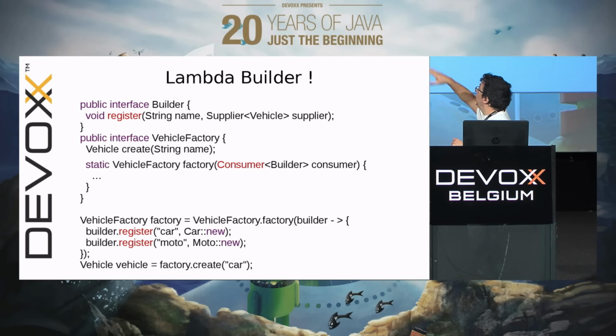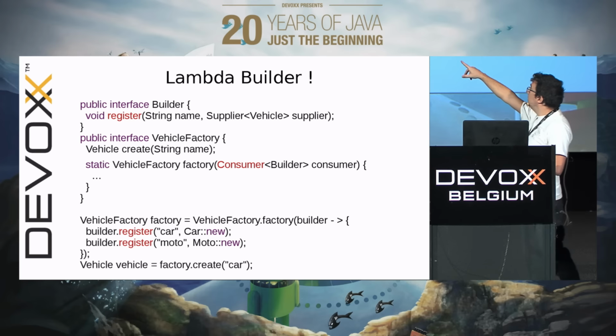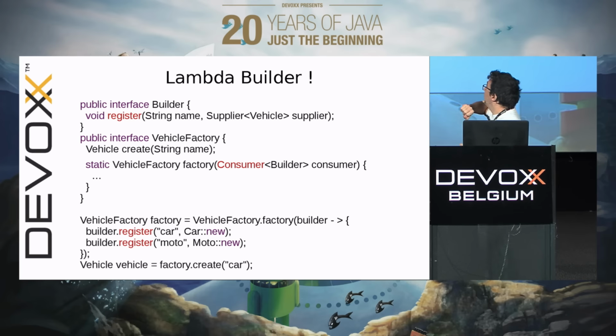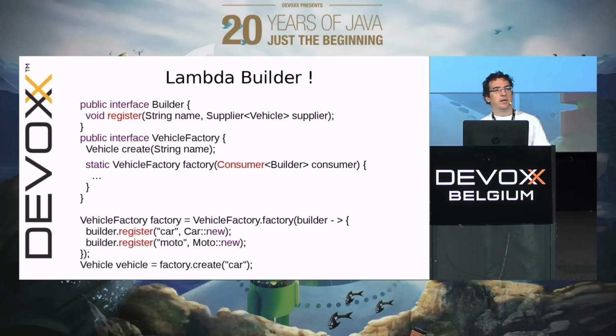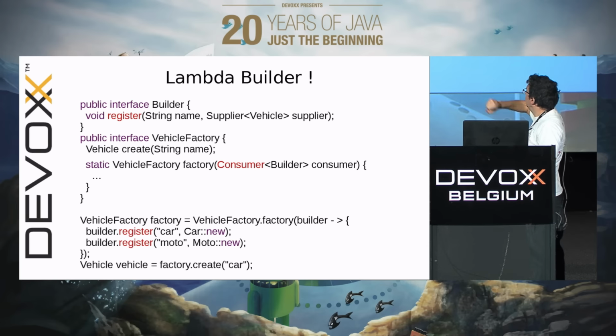What is a builder? A builder is just something that does a register, and I have a static method in my vehicle factory that takes a consumer of builder. What is a consumer of builder? It's a function that takes a builder and returns void. This is how to use it.